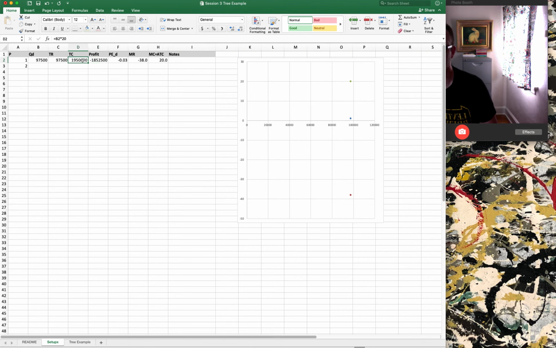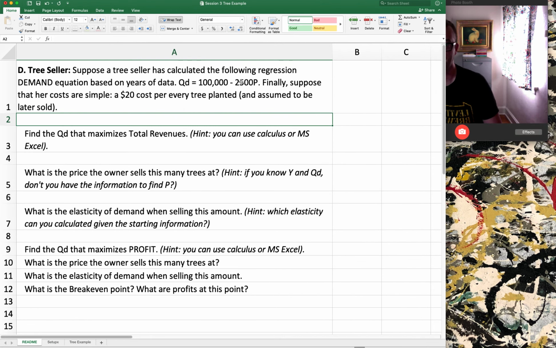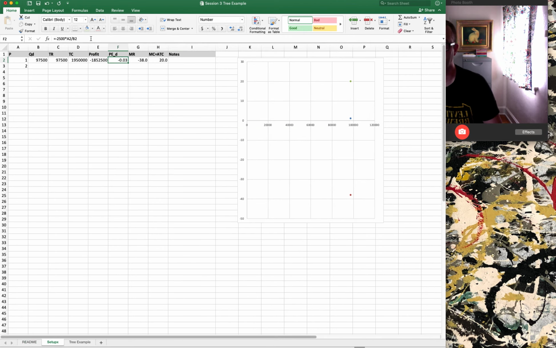Since I have total revenue and total cost, I can calculate profit. I start off at a very low price, and I'm making a terrible loss. I put this in here, price elasticity of demand. So how do we calculate price elasticity of demand? Well, what do we need to know? We need to know the results from our regression equation, our demand equation, which is right here: minus 2,500, times a point on the demand curve, price divided by Q, and that's what I do right here. So minus 2,500 times price divided by quantity.